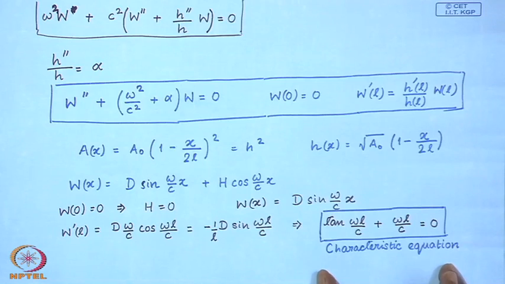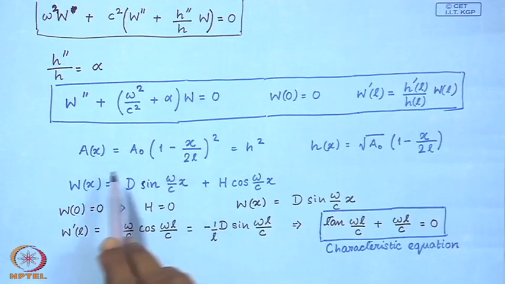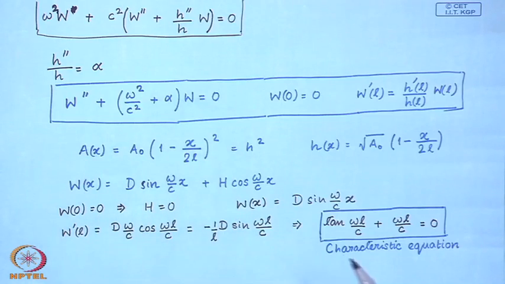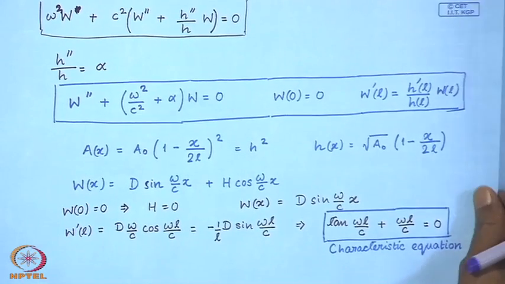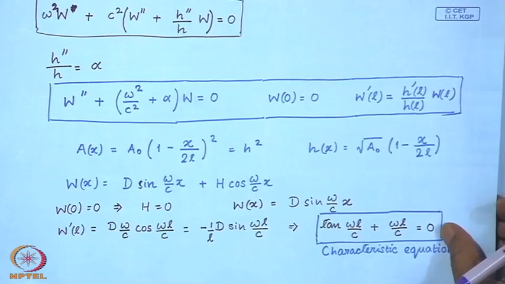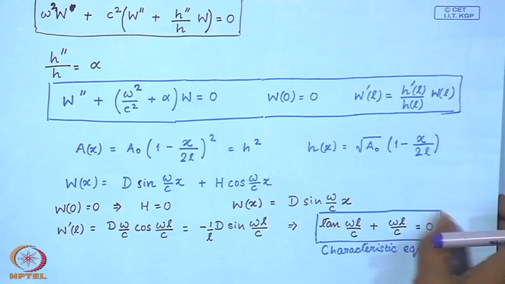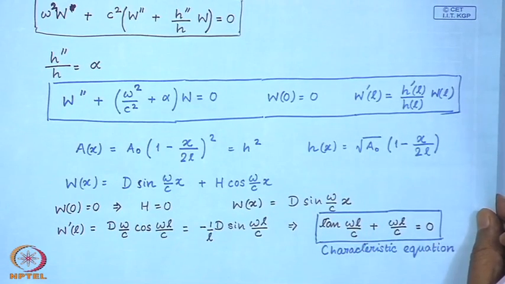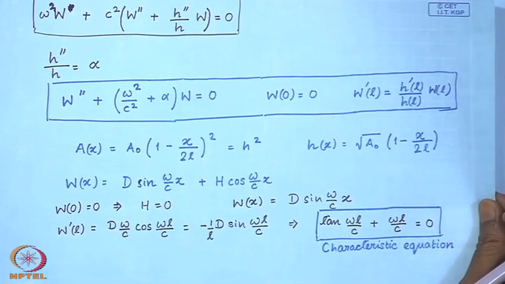So, this is the characteristic equation for a fixed free bar with cross sectional area varying in this form. Now, this is a transcendental equation which has to be solved numerically. Now, a good way to visualize the solution of this transcendental equation is to make a graphical plot.